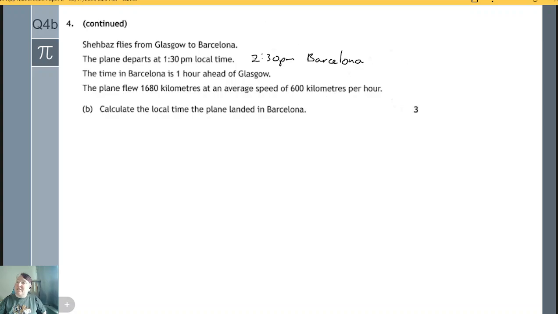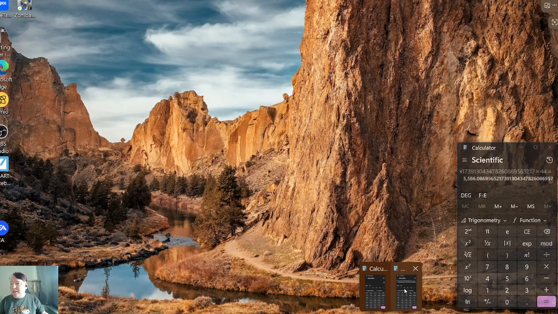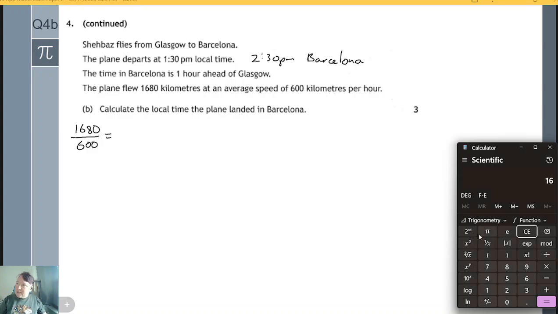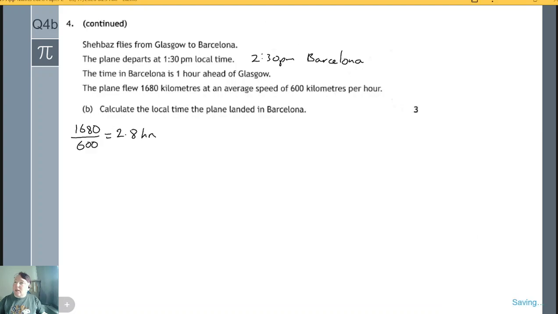The plane flew 1,680 kilometres at an average speed of 600 kilometres per hour. So 600 kilometres per hour. How many hours did it take? So we're going to do our 1,680 divided by our 600, and that'll tell us how many hours we've got. If you're not sure, it's your distance, speed, time triangle. So I've got 1,680 divided by 600 is 2.8 hours. Now remember, that's not 2 hours 80 minutes, that's 2.8 of an hour.